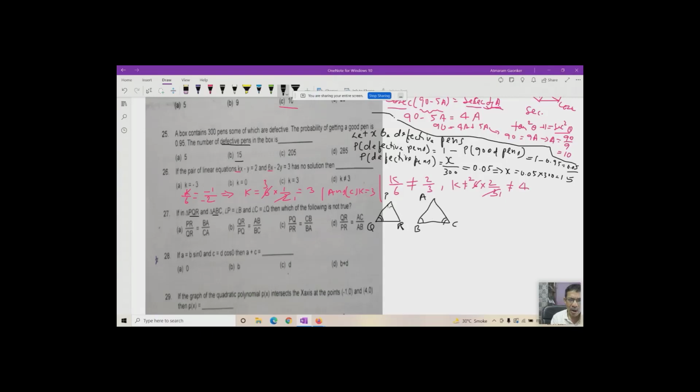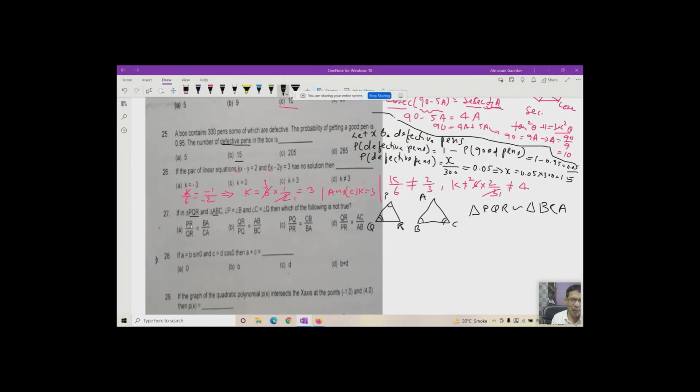That means triangle PQR is similar to triangle... See, P is corresponding to B, so I will write first B. Then Q is corresponding to C, so second letter I will write C, and then remaining letter R is corresponding to A. So I will write it like this: triangle PQR is similar to triangle BCA.